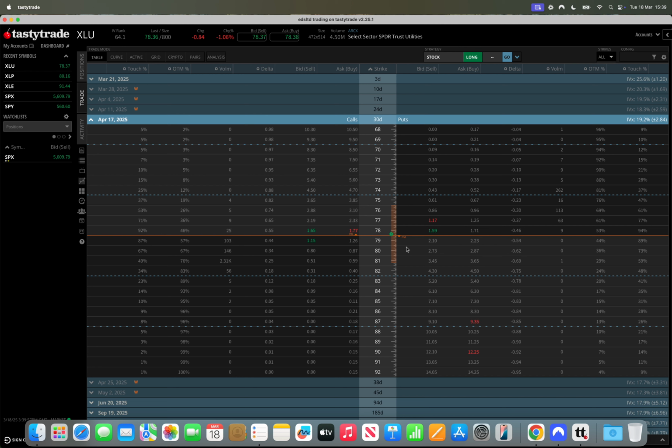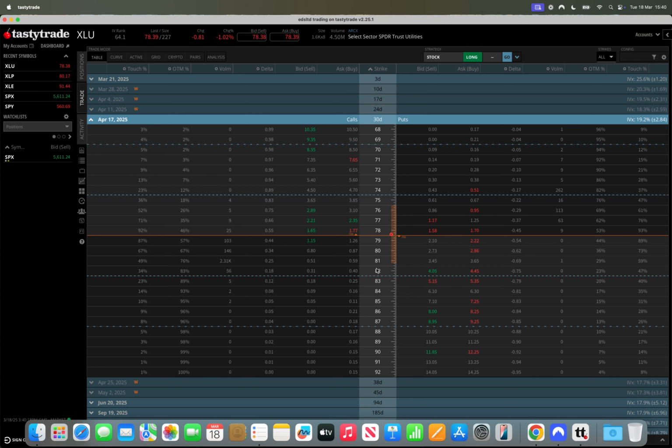Okay, now what we want to do is make the small directional assumption that price will mean revert. However, we don't want to make this a pure directional play. Even if price does go a little bit higher or stays sideways, we still want to make sure that we can make money. So we're going to come over to the call side, and we are going to look for a strike that has about a 25 to 30 delta.